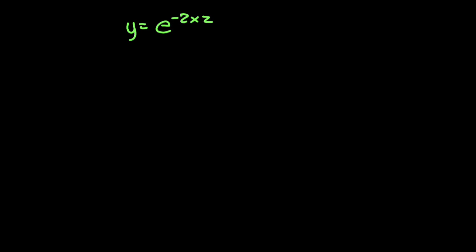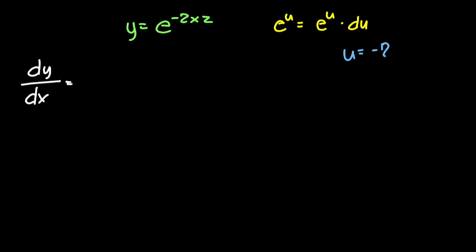y equals e to the power of negative 2xz. So let's take the partial derivative of y with respect to x first. Keep in mind the property of e to the power of u. The derivative of this would be e to the power of u multiplied by du, or the derivative of u. And so let u here be negative 2xz.